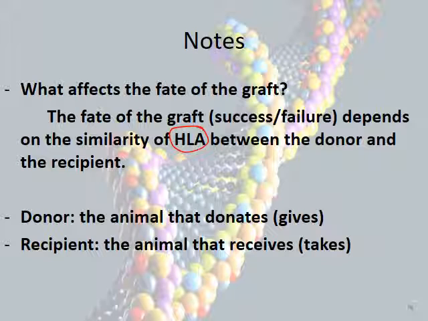So between Muhammad and Fatima, Muhammad is going to give the kidney. So Muhammad is called the donor, while Fatima will receive the kidney. Fatima is the recipient. The donor is Muhammad because he is the one that donates, and the recipient is Fatima because Fatima will receive this kidney. Okay? So this is for the donor and recipient.